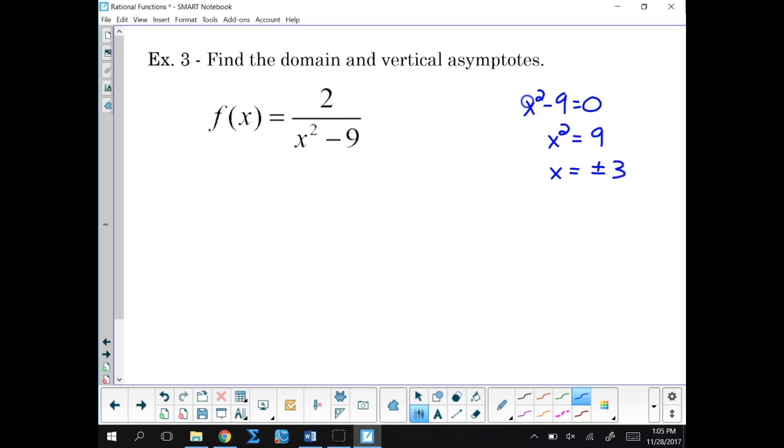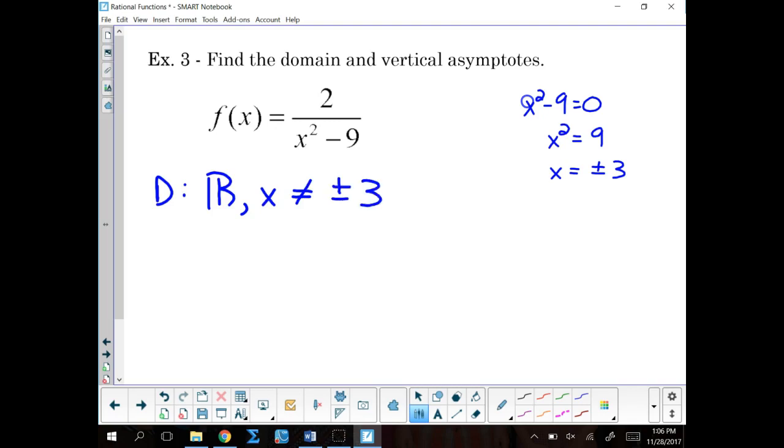Okay? Because when you square root, and you're solving, you have to take plus or minus. I'm pretty sure that we said that at least 15 times just in this class. Fairly certain. So, what's my domain then? All real numbers. X cannot equal plus or minus 3.